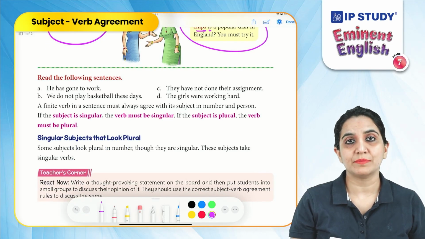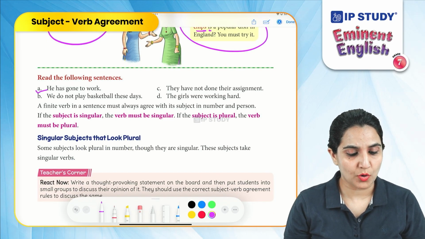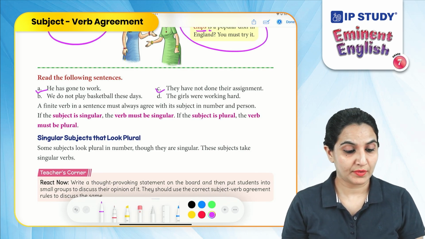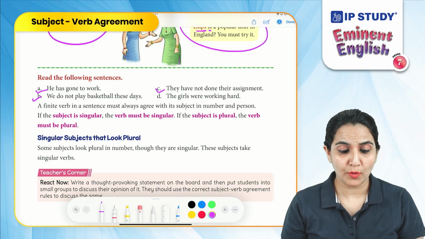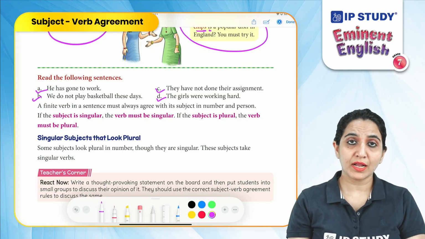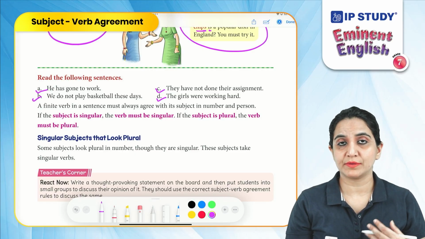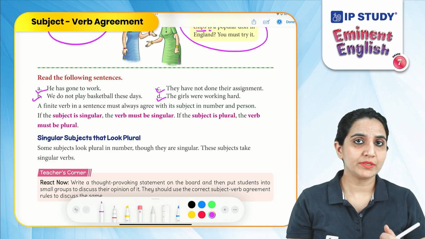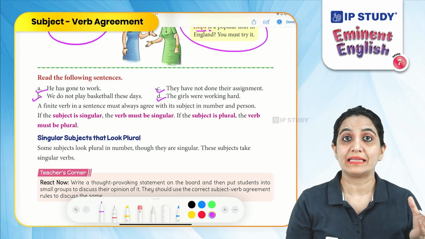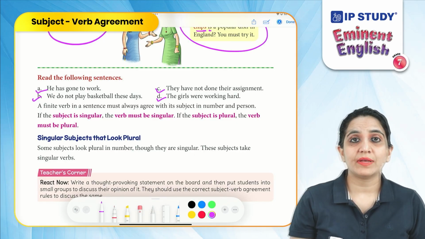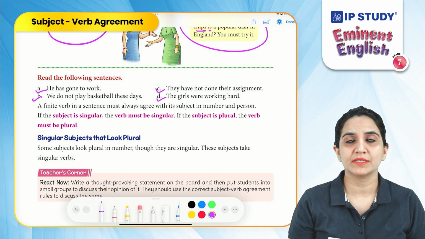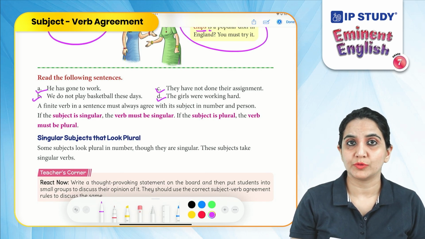Let us read some sentences. He has gone to work. They have not done their assignment. We do not play basketball these days. The girls were working hard. So, in all of these sentences, we have a subject and we have a verb. We will notice that a subject will always agree with the verb and a verb will always agree with the subject. So, when the subject is singular or in the first person, we use certain singular verbs, and when the subject is plural, we use certain plural verbs.